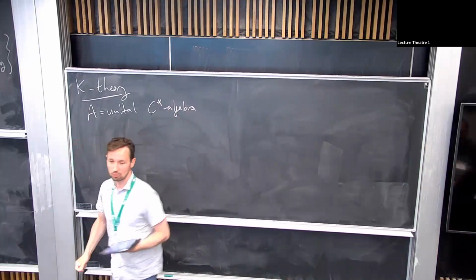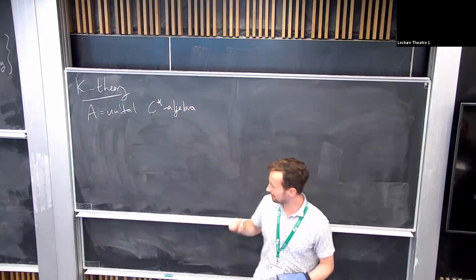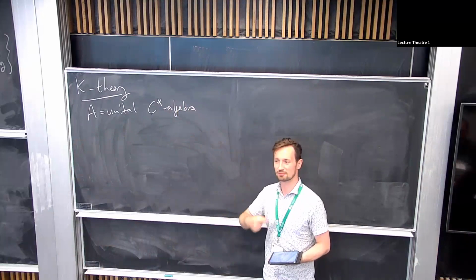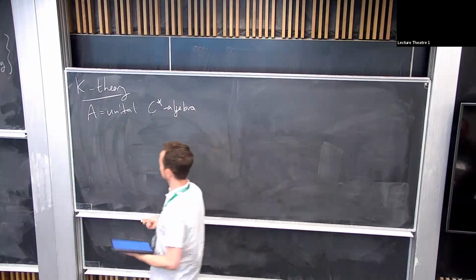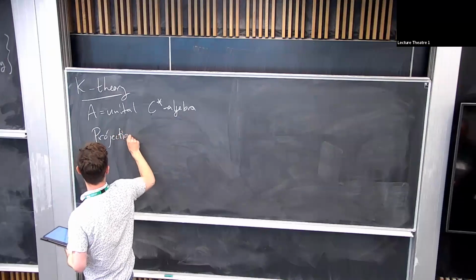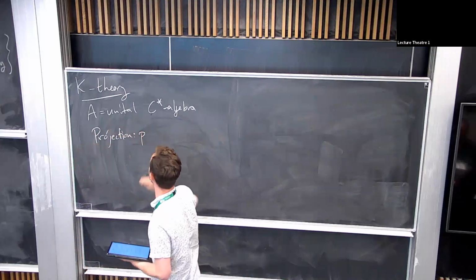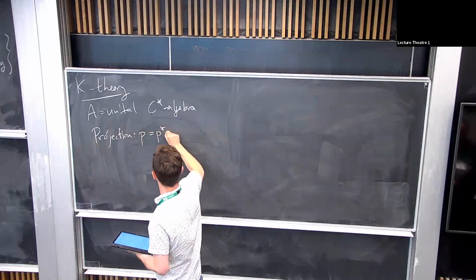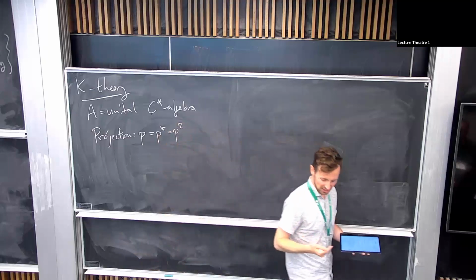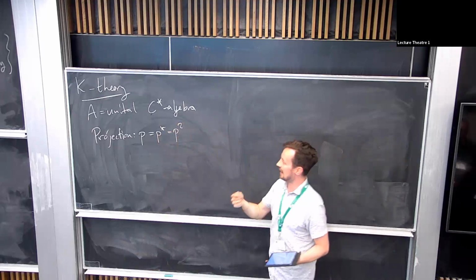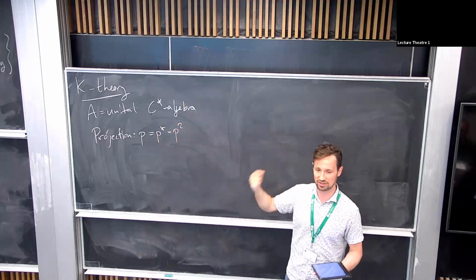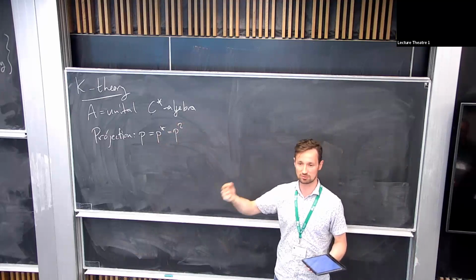So what is the study of K-theory? To sum it up very roughly, it's about projections and it's about unitaries. A projection, which has already come up several times, is an element in a C-star algebra such that P equals P star equals P squared. If you're thinking of A as acting as bounded operators on a Hilbert space, this is just an orthogonal projection onto some subspace of the Hilbert space.